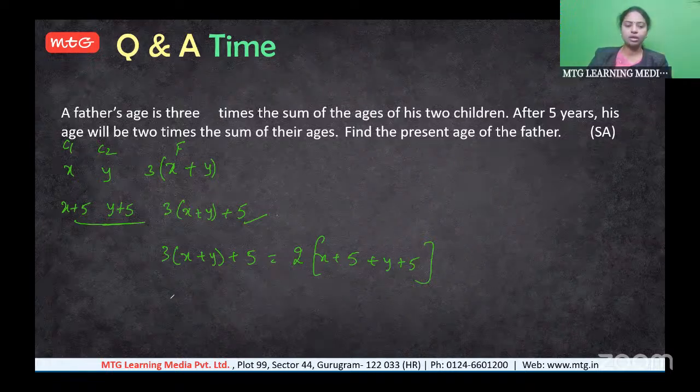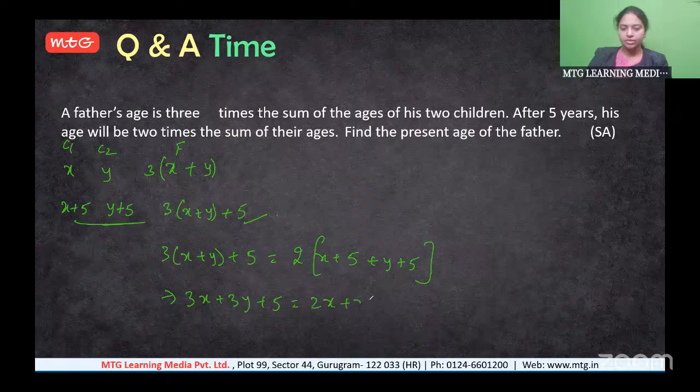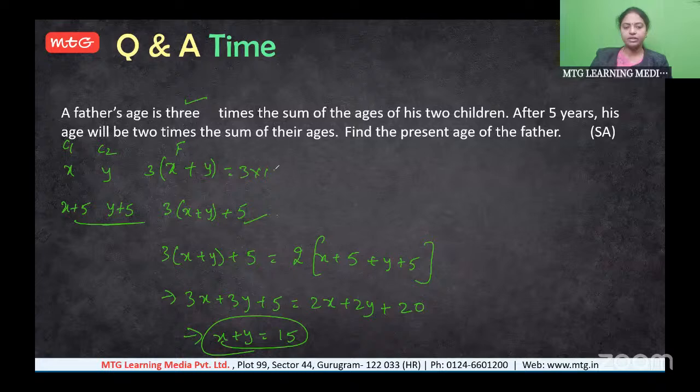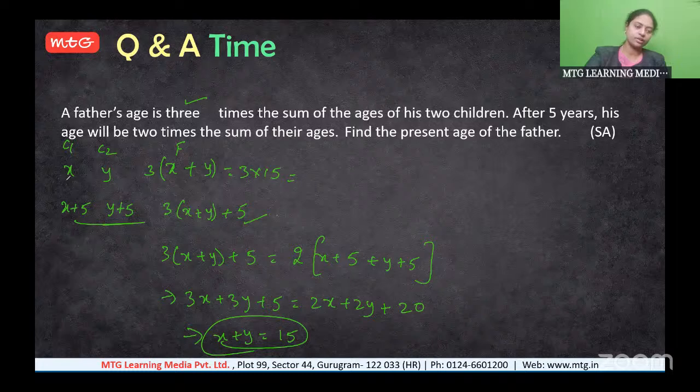Now you have to solve this. You'll get 3x plus 3y plus 5 equals 2x plus 2y plus 20. So take the variables to one side, constants to the other side. You will get x plus y equals 15. What is this? The sum of ages of the two children at present. But the father is 3 times the present age. So 3 times 15, you'll get your required answer, which is 45. So this is how we solve this question.